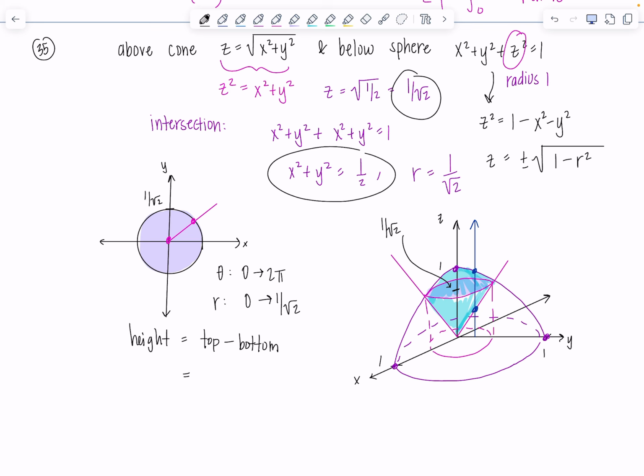Now do I choose the positive or negative radical? Positive, good, because it's the upper half of the sphere, right? So top function is going to be rad 1 minus r squared minus what's on the bottom, rad r squared, which is just r. Perfect, the cone. Yes. Good?